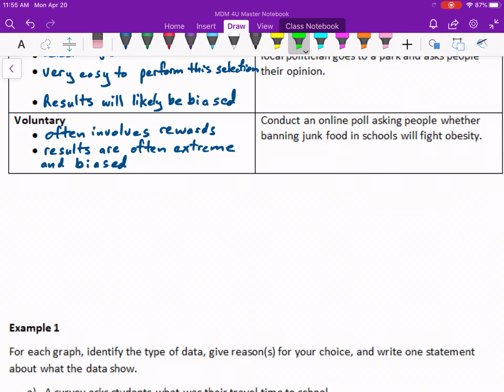Voluntary has the same thing going on. Again, it's going to be biased. It usually involves rewards of some kind, such as if someone phones you up and offers you a free vacation if you fill out a survey, that kind of thing.